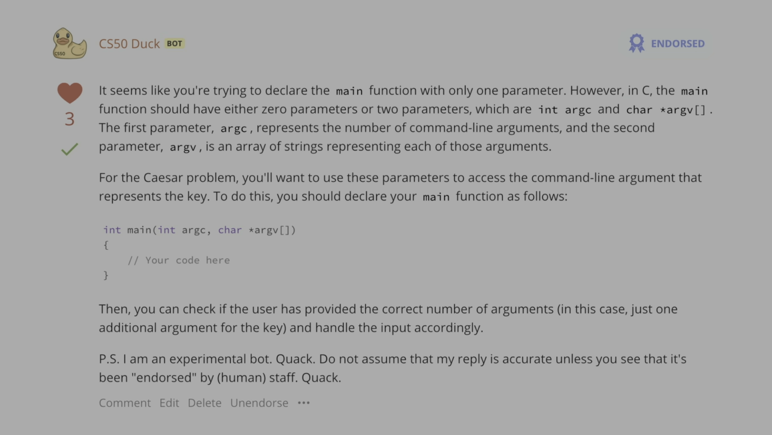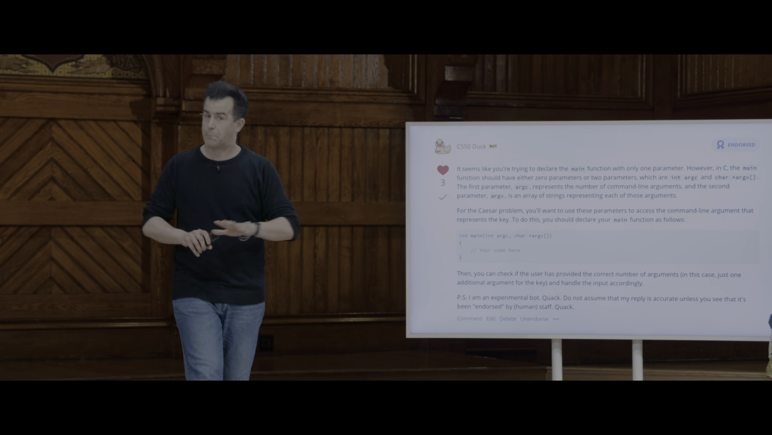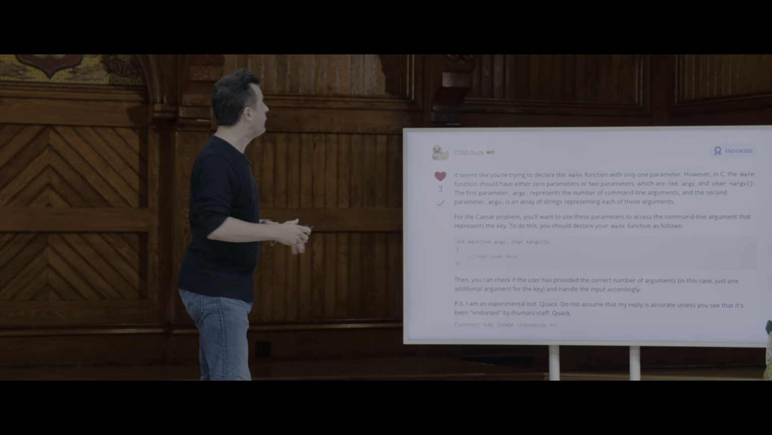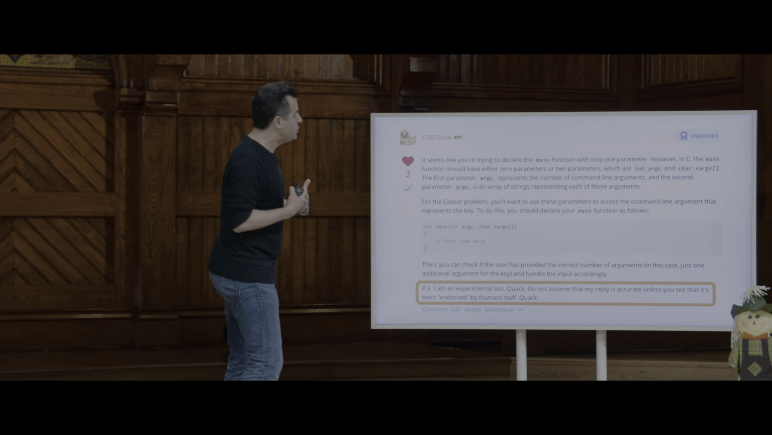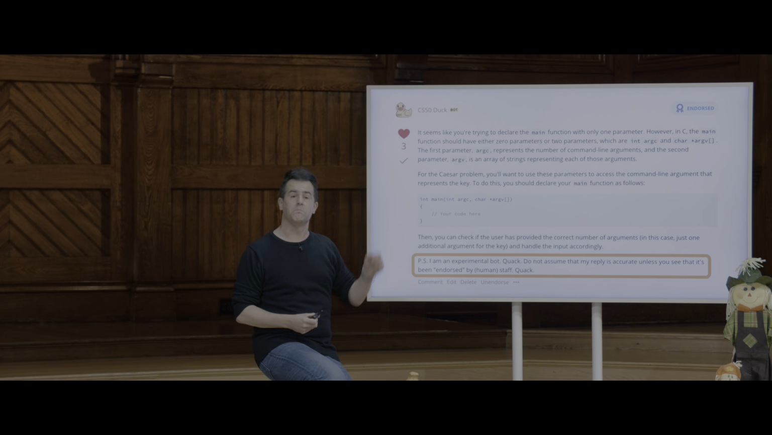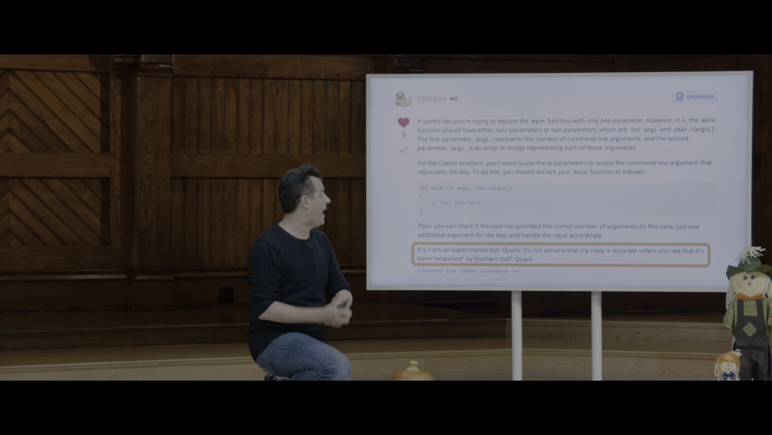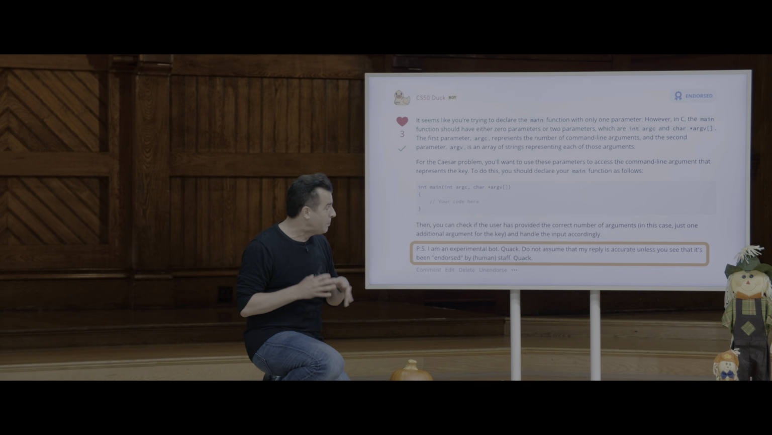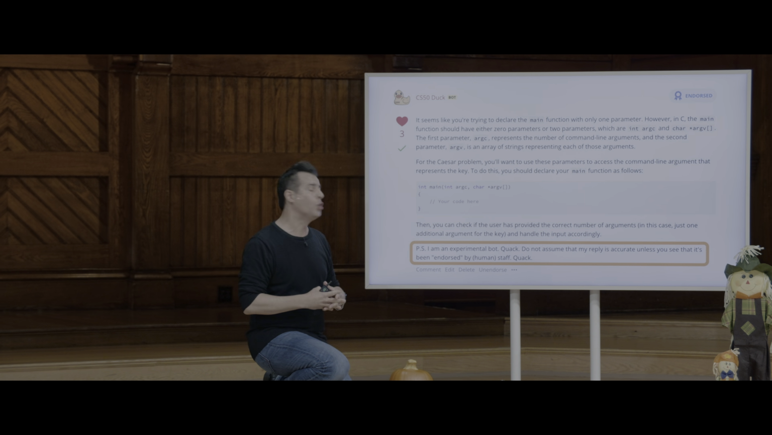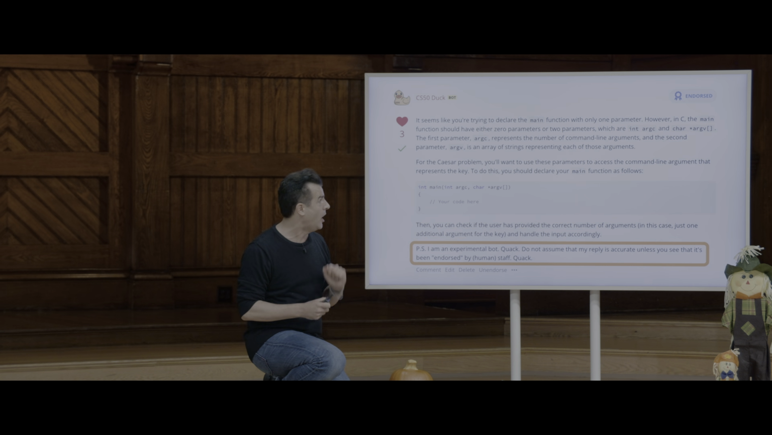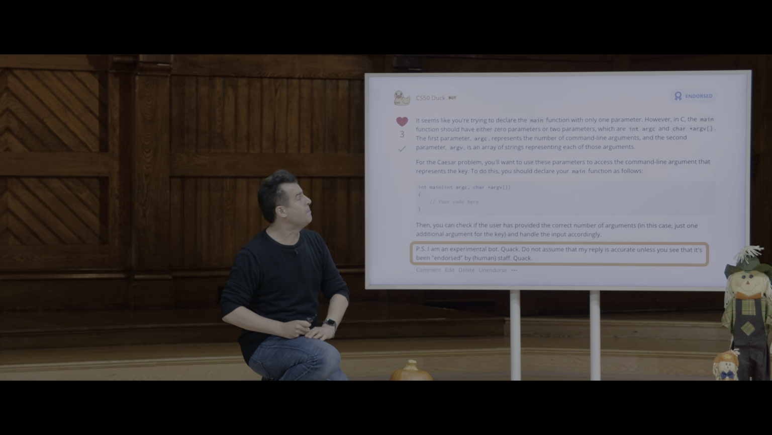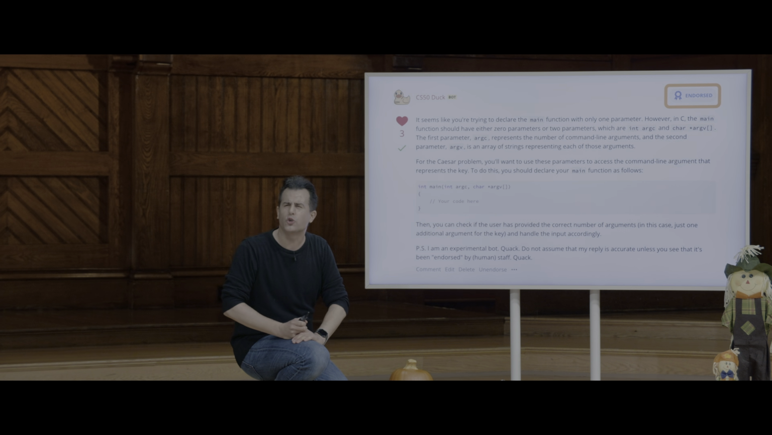And at the bottom, it's worth noting, because none of this technology is perfect just yet. It's still indeed very bleeding edge. And so what we have chosen to do within CS50 is include disclaimers like this. I am an experimental bot. Quack. Do not assume that my reply is accurate unless you see that it's been endorsed by humans. Staff. Quack.